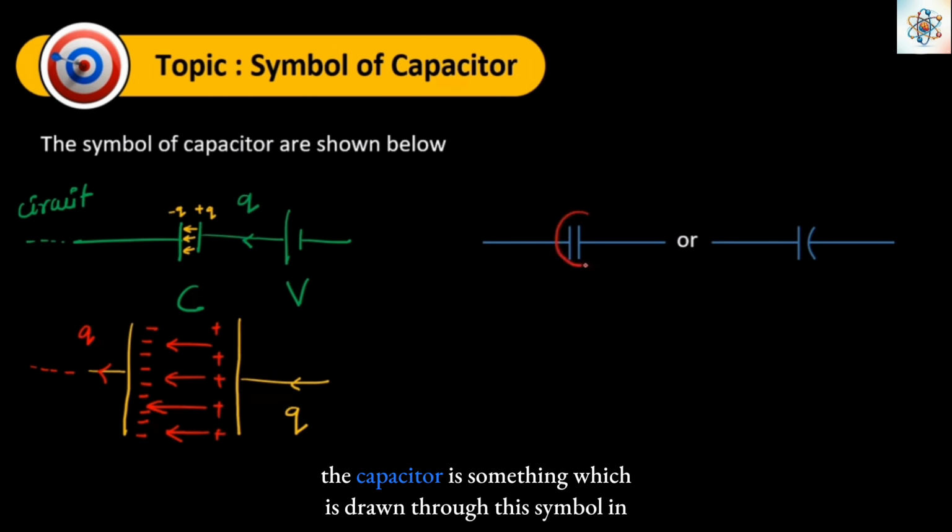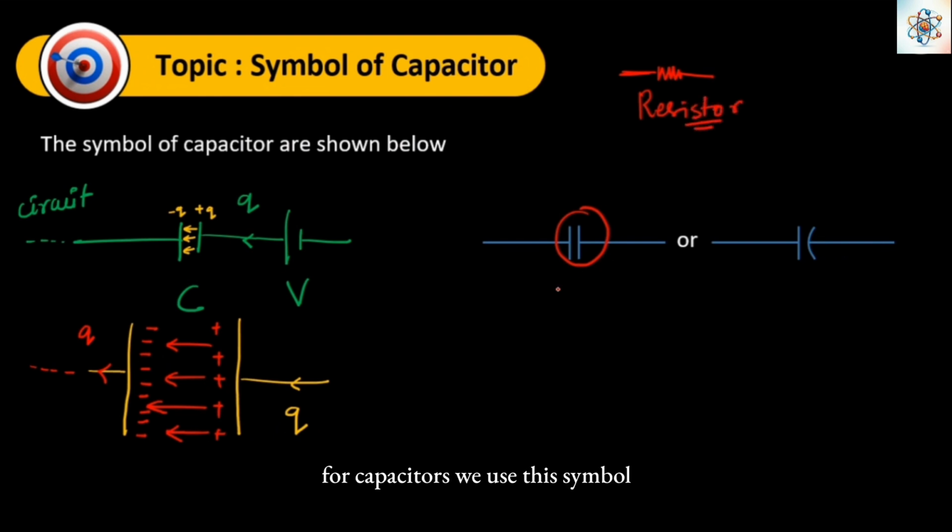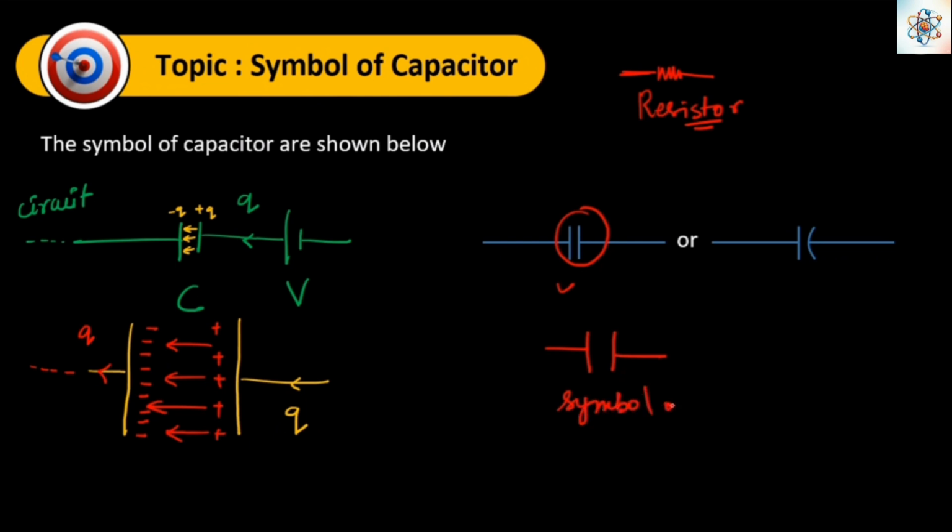So a capacitor is something which is drawn through this symbol in the circuit, like, which symbol is this? Resistor. Exactly. So you are familiar with this symbol. Similarly, for capacitors, we use this symbol, like two parallel lines. So whenever I'm representing a capacitor in a circuit, I'll be using this, and this is how it all works in the capacitor.